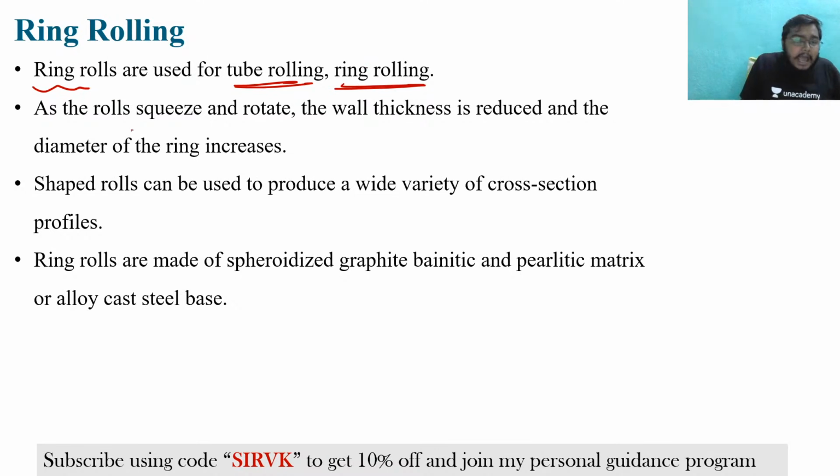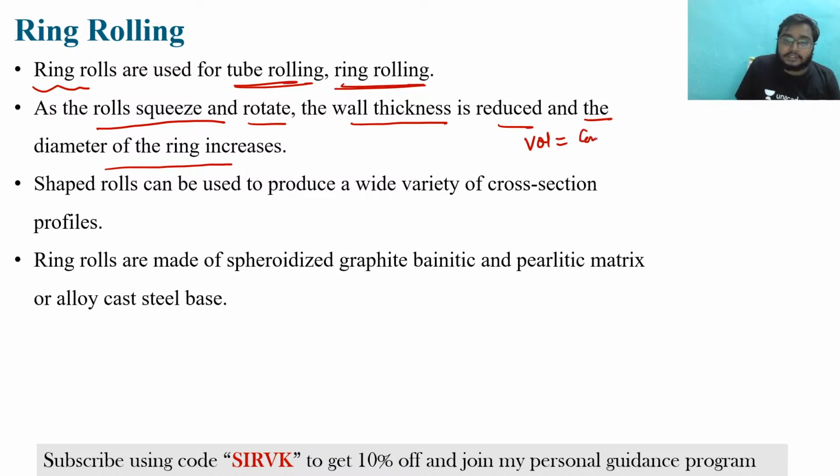Next thing is, as the roll squeezes and rotates, wall thickness is reduced and the diameter of the ring increases. Definitely. Understand the logic. Volume remains constant. Suppose this is a cylindrical thing with volume pi by 4 d square h. Now the basic idea is there.